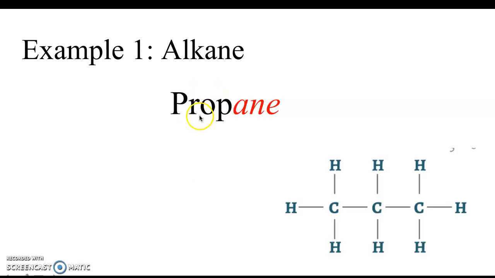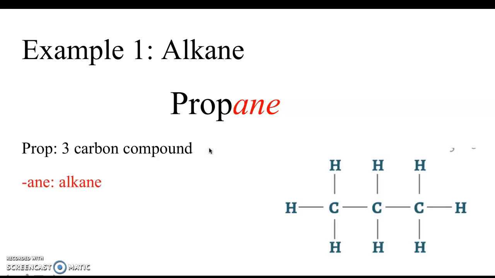And if we go to table P, you're going to see that 3 carbons have the prefix prop. Because this is an alkane and it has all single bonds to hydrogens, it gets an ANE ending. So again, prop comes from the fact that it's a 3 carbon compound. ANE indicates that its class is alkanes, all single bonds, and we get the name propane.